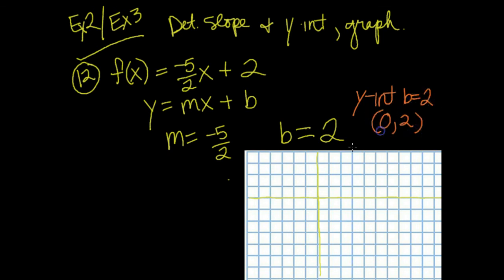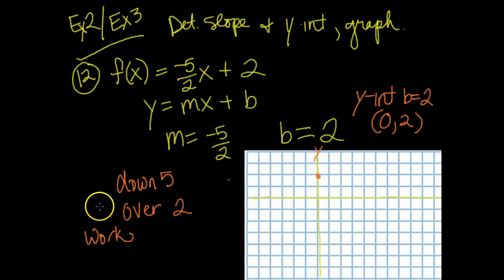So I'm going to start there. You always start at the y-intercept. So you go up 2, and then with the slope of negative 5/2, when you create your slope triangle, remember you always work left to right, okay? That negative 5 tells me I go down 5, but I'm going over 2.